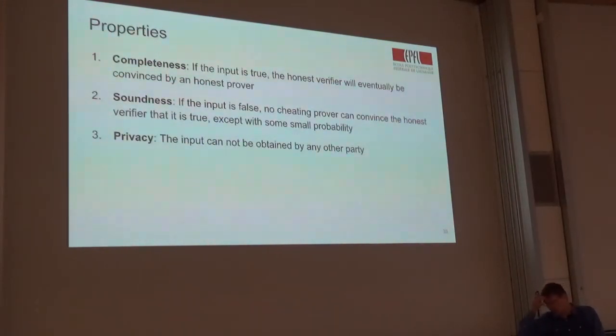To have a good zero knowledge proof, you need three things. First of all, you want it to be complete. You want that if the input is true, so if I want to prove that I'm over 18, the verifier will be convinced. So that the verifier will say, okay, it's true, Linus is over 18, so he's allowed to get on this web page.